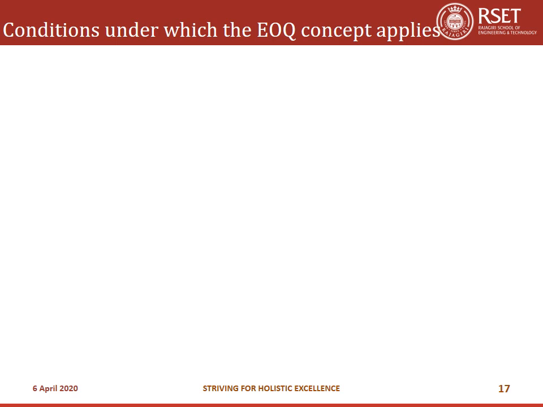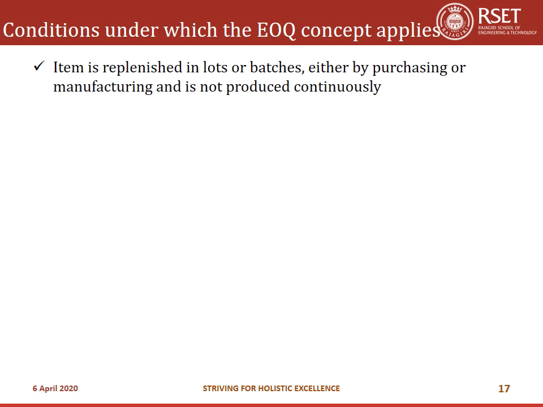Now we are going to look at a few conditions under which the concept of EOQ is applicable. The item is replenished in lots or batches, either by purchasing or manufacturing, and is not produced continuously. That is, you have to keep on replenishing. That is when this concept of economic order quantity has any application.